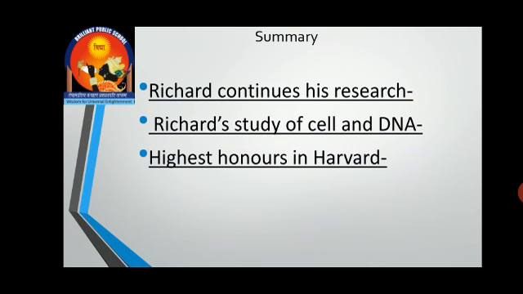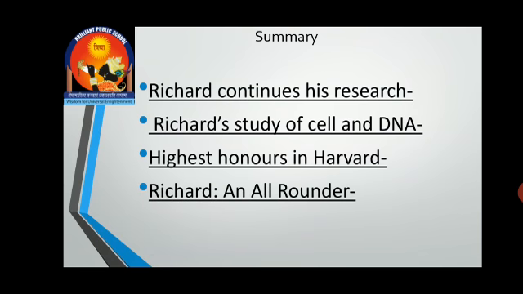Highest honors in Harvard. Richard graduated with second position in a class of 1,510 students. He became a graduate student researcher. He started experimenting to prove his new theory. His theory may create new ways to prevent some types of cancer and other diseases.